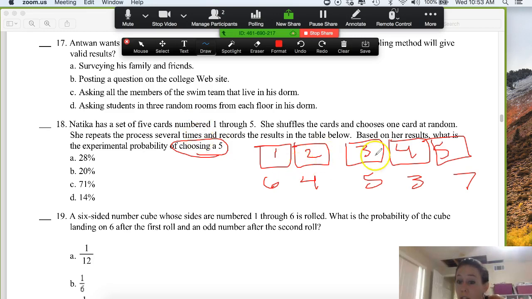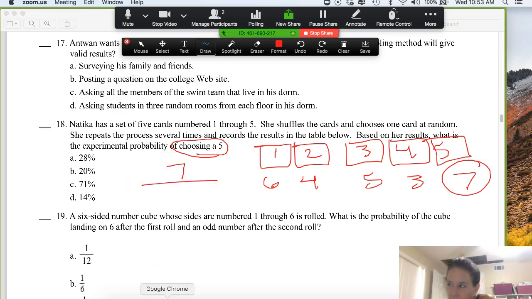So she records this. This is how many times she pulled out each number: a 1, 6 times. A 2, 4 times. A 3, 5 times. So based on results, what's the experimental probability of choosing a 5? She wants to choose a 5. How many times does that happen? 7 times. Out of how many total times? Add these up: 6 plus 4 plus 5 plus 3 plus 7. This is how many times she does it. So 7 out of 25 times.